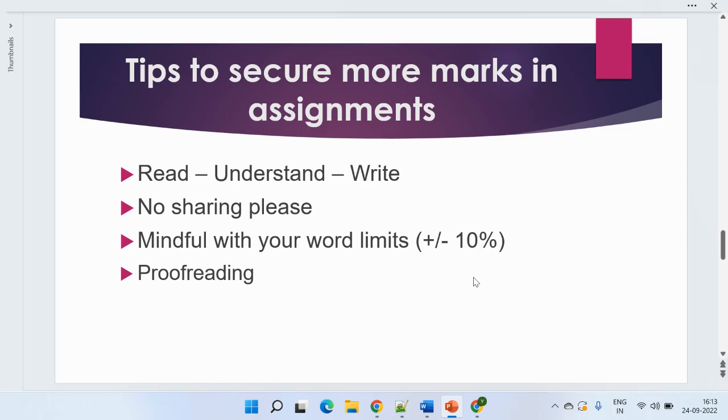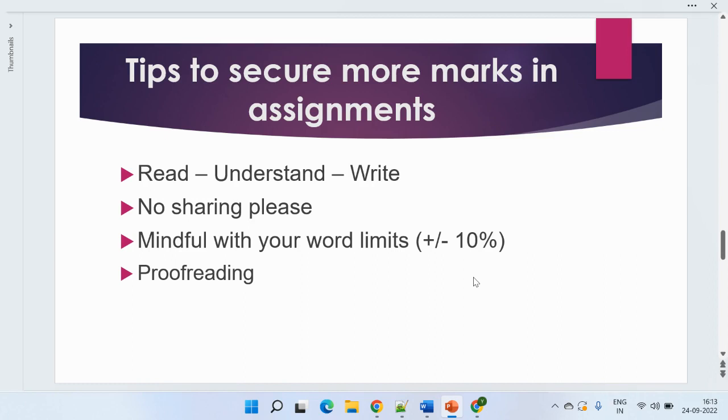Next, last but not the least, is proofreading. That is very important. Many times students write everything and don't get it validated. Maybe you need to get it validated by your senior, or you can share your assignments to my email ID, and I will give it a look and tell you if a particular concept is missing.